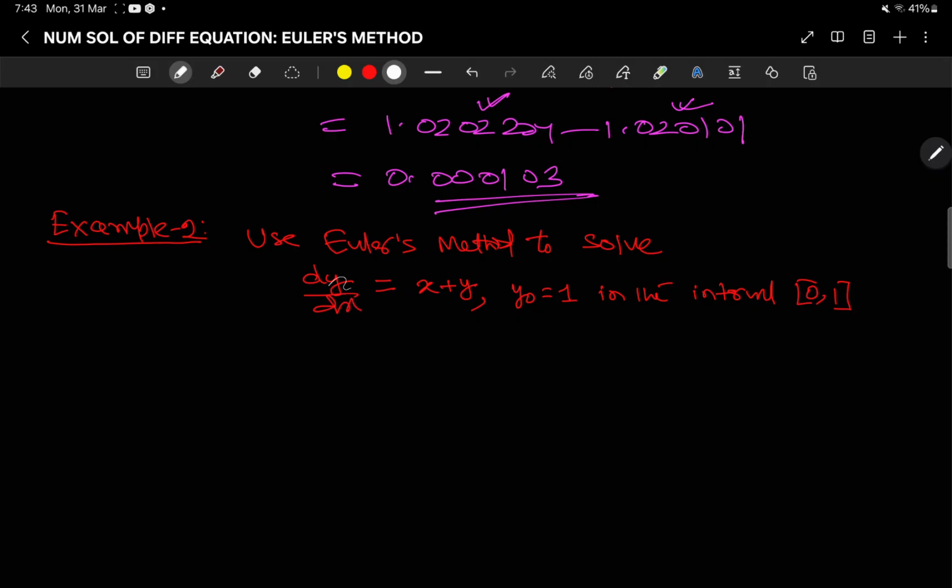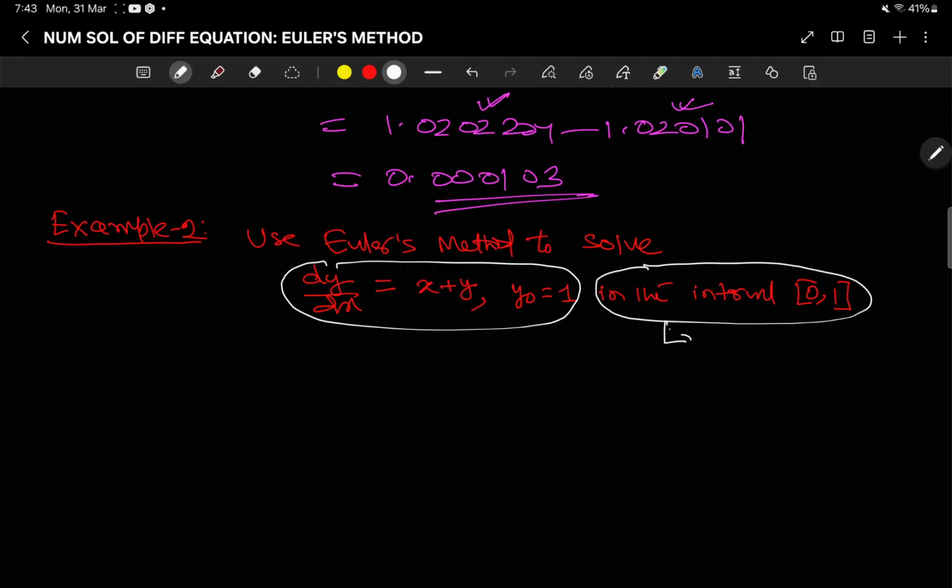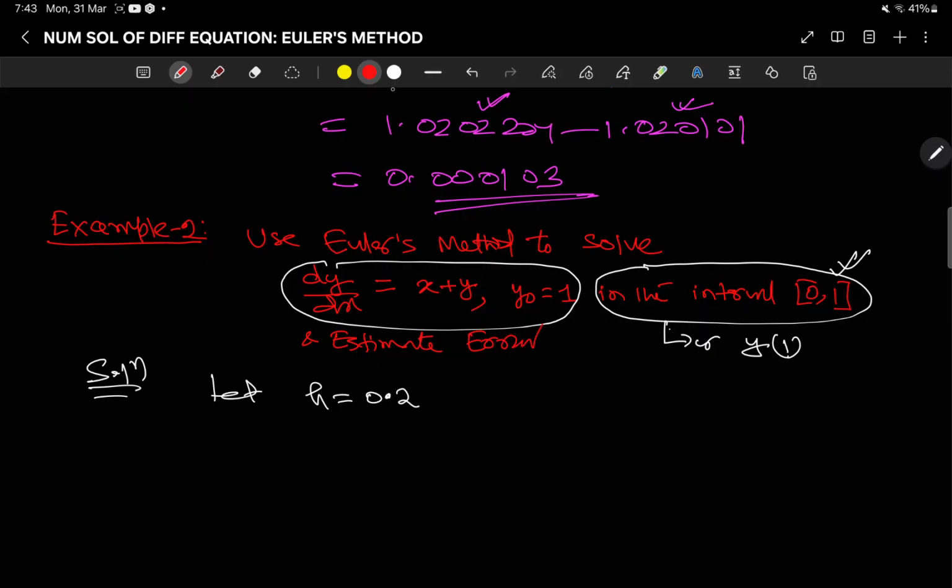Now coming to the second example, dy by dx is equal to x plus y in the interval 0, 1. Or it may be asked to find y of 1. Y of 1 means we have to choose a suitable h here. Coming to the solution, let h be equal to, suppose, 0.2. Then what will happen? And estimate the error also.